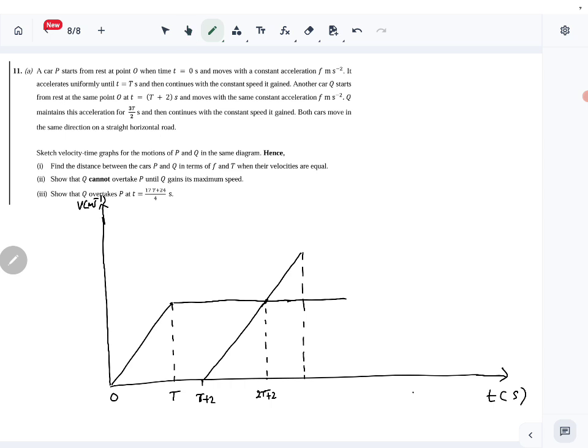Then this time is what? T plus 2 plus 3T over 2, which is 5T over 2 plus 2. Then it goes with the same constant speed.